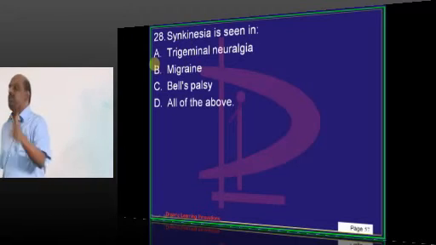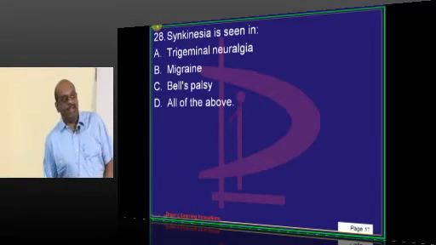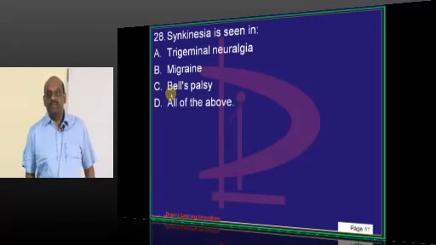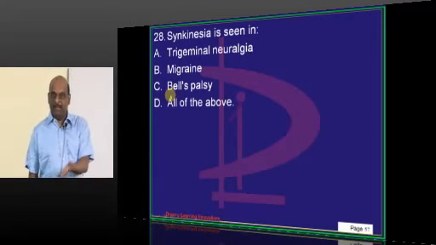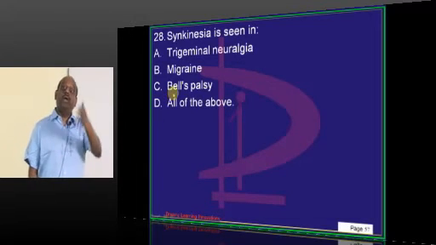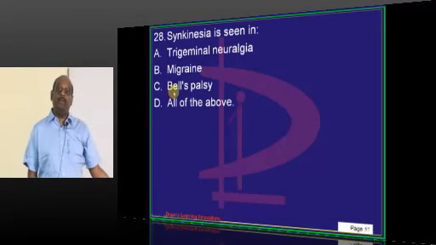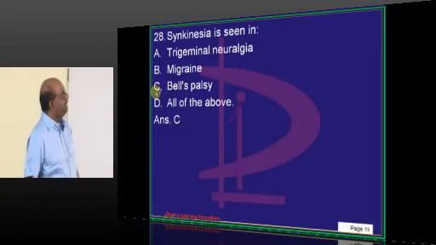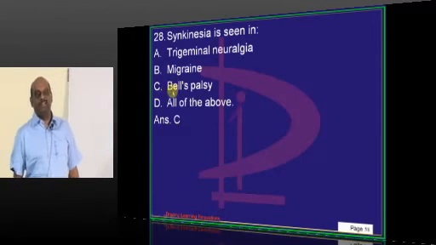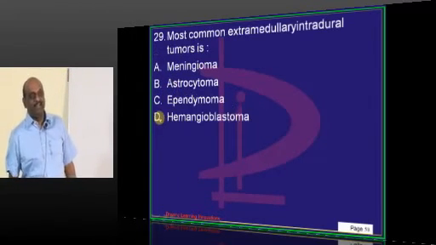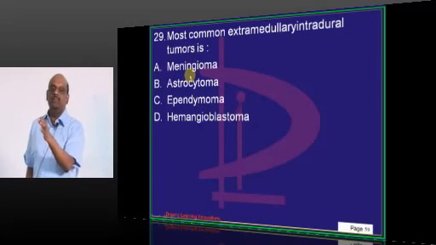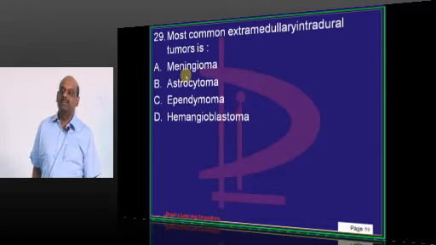Synkinesia. Where do you see it, doctor? Synkinesis it is called. Akinesis, hyperkinesis, synkinesis. If some other muscle is contracting, then this muscle also contracts. Synkinesis. In Bell's palsy, synkinesis is a feature, right? Then, what is the most common extramedullary intradural tumor?